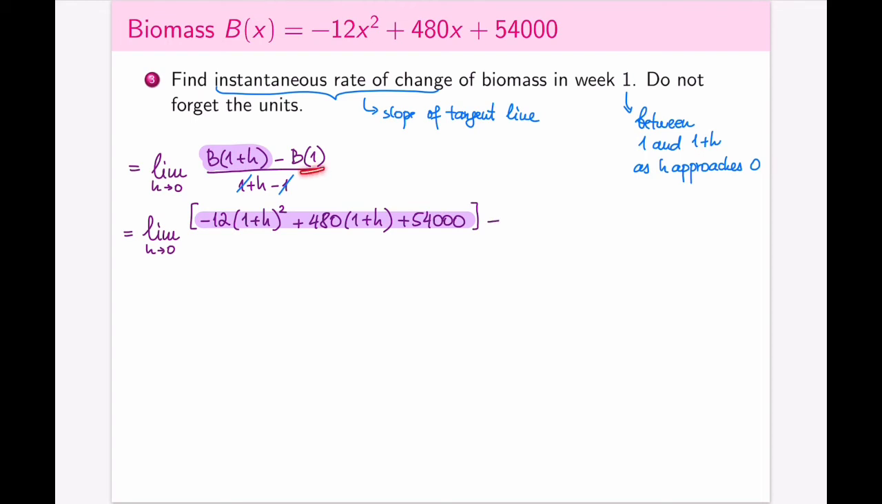Minus, and then I have to subtract B of 1. So I'm going to put in another set of big brackets here because I want to make sure that whatever I get from B of 1, the entire thing gets subtracted, so I don't accidentally lose a sign there. But this one is easy. All I do is now plug in 1 in for x, okay? So minus 12 times 1 squared. Well, let me actually write this in. 1 squared plus 480 times 1 plus 54,000. Okay, so this entire expression corresponds to B of 1.